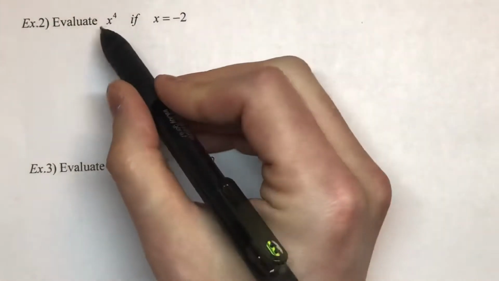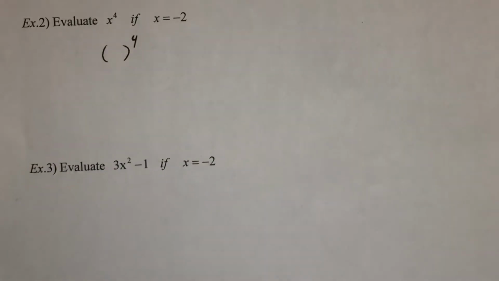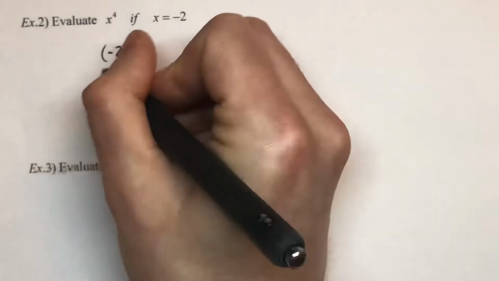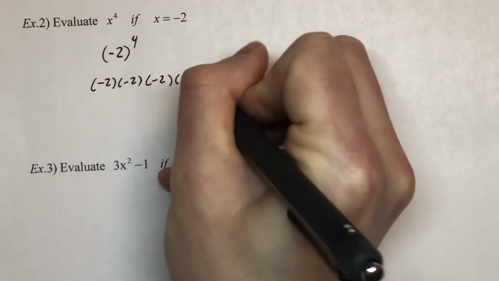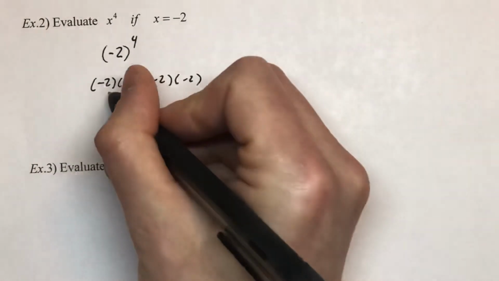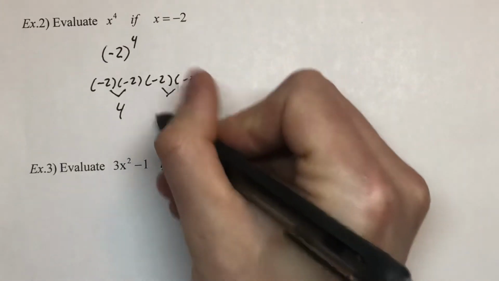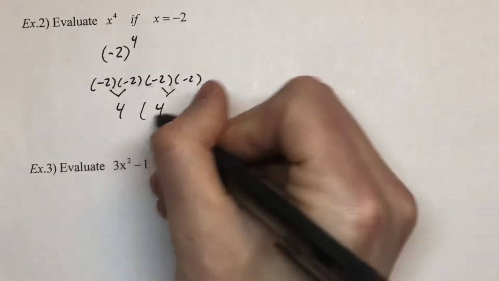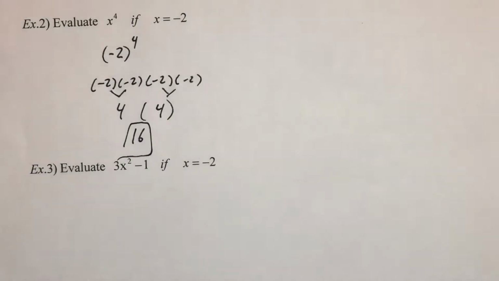All right, next one, x to the fourth. So again, plugging in for x will look like that, replacing it with a -2. If I write that out, that's 4 copies of -2 multiplied together. Here I'm going to go ahead and just do these two. -2 times -2 is +4. I'll do those two. That's another 4, and 4 times 4, giving me +16.